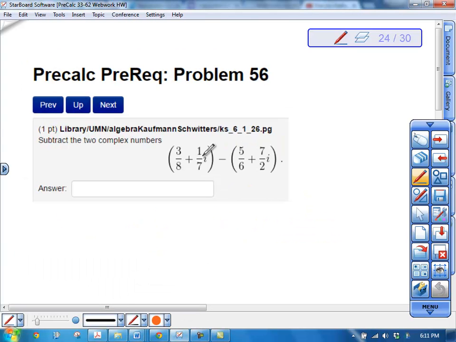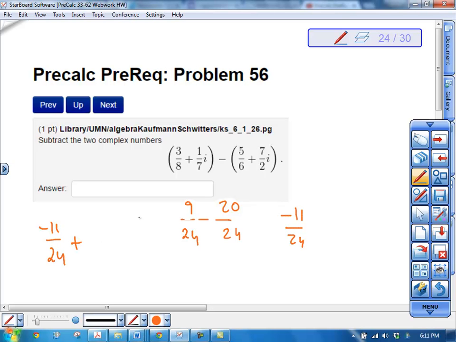All right, subtracting the two complex numbers, I have the real part's 3/8 minus 5/6. Need a common denominator, so whenever they both go into 24, multiply top and bottom of this by 3, so it'll be 9 over 24. Top and bottom of this one by 4, so it'll be 20 over 24. There'll be negative 11 over 24 for the real part.